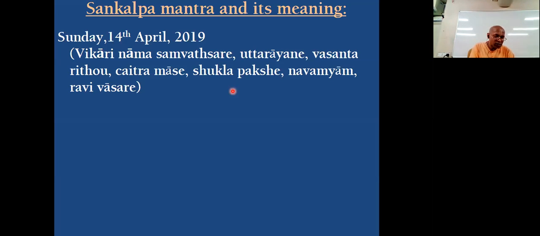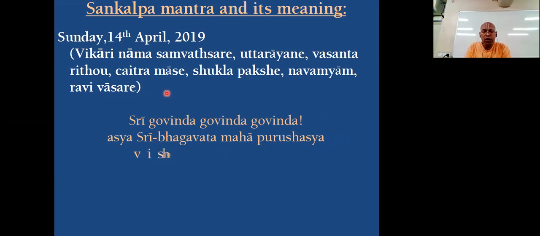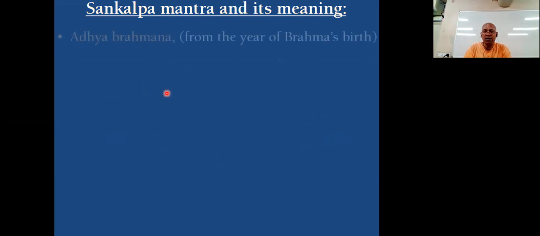So in that regard, the samskara is performed. Here, whatever samskara we see, it is mentioned in relation to April 14th of 2019. I think that was Ram Navami, Sunday. So it is Vikari Nama Samvatsara, Uttarayana, Vasanta Rutu, Chaitra Masa, Shukla Paksha, Navami, Ravi Vasare. If you don't know what this is, don't ask me all the questions. I will not discuss it now. So the mantra goes like this: Sri Govinda Govinda Govinda, Asya Sri Bhagavata Mahapurushasya Vishnor Ajnaya Pravartamanasya. By the order of Lord Vishnu, I want to do the samskara. Like that, the Yajaman goes ahead.